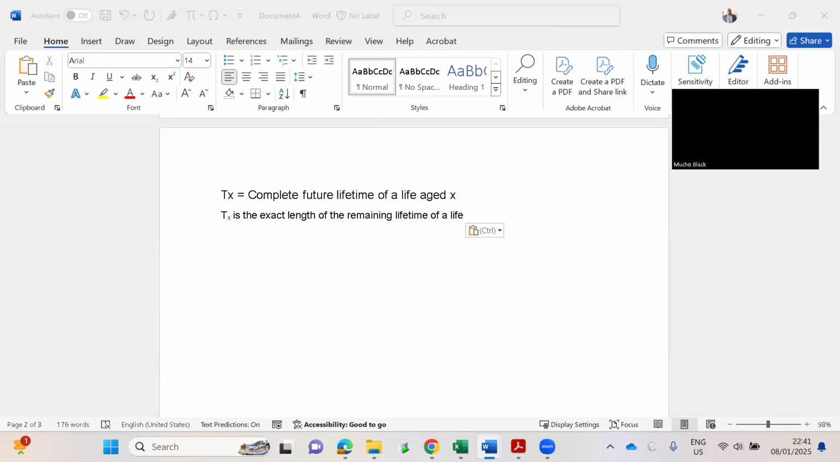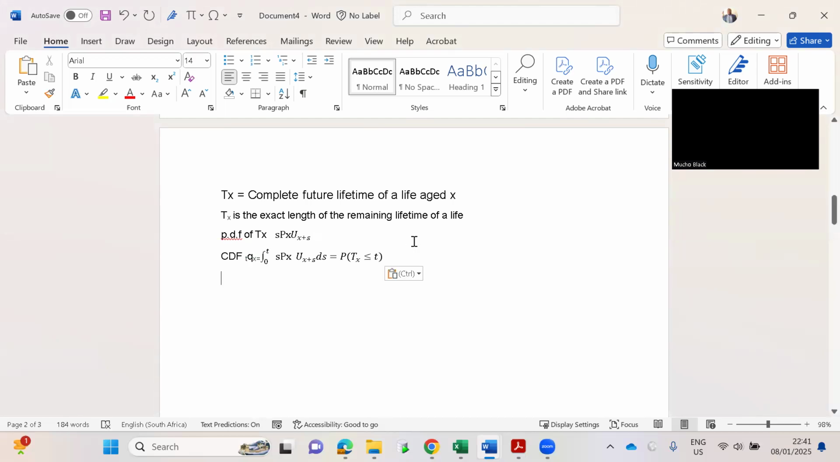This Tx obviously has a PDF, which is a graph that it behaves by, and that PDF is given by sPx multiplied by the force of mortality. We then have a CDF. PDF is the probability density function, and CDF is the function we use to calculate the actual probability. The CDF of your life would basically end when you die, so it should be a function of your death, which is tqx, the integral of the PDF, sPx times mu of x plus s, ds, and that is equal to the probability that Tx is less than some finite t.